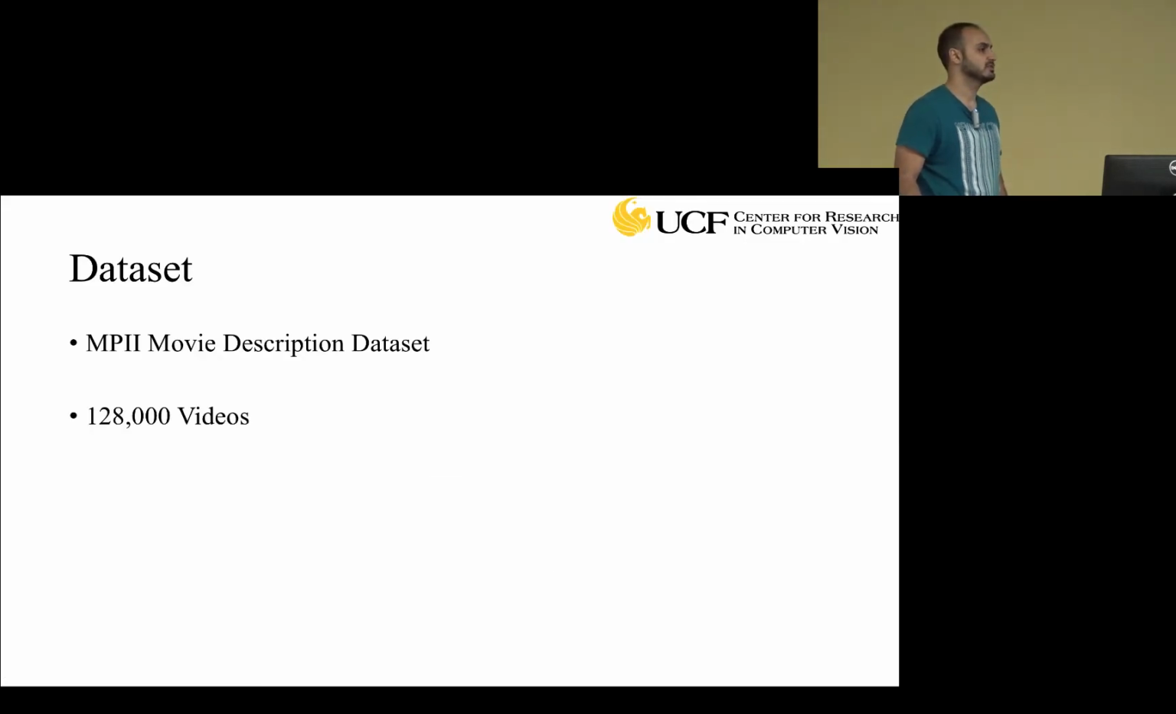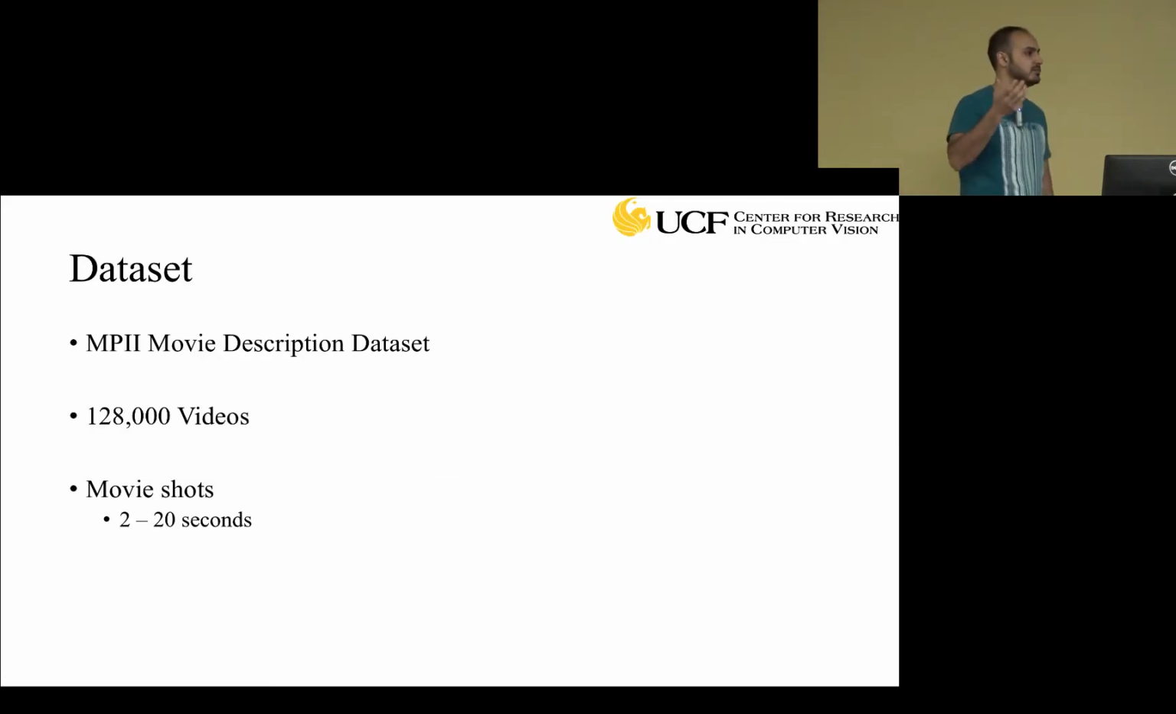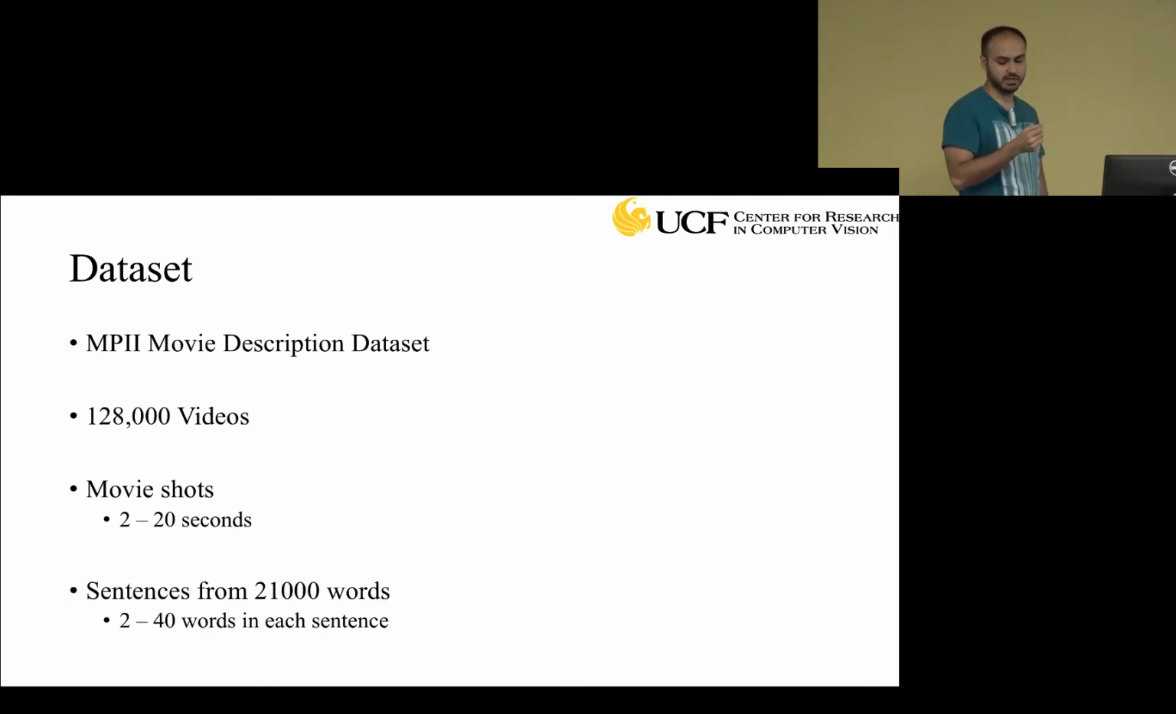So let's talk about the data sets. We use the MPI movie description dataset. This dataset comes with 158,000 videos. All of these videos are movie shots from real movies. They are about 2 to 20 seconds long. And each shot comes with a sentence. The sentence is actually an audio description.